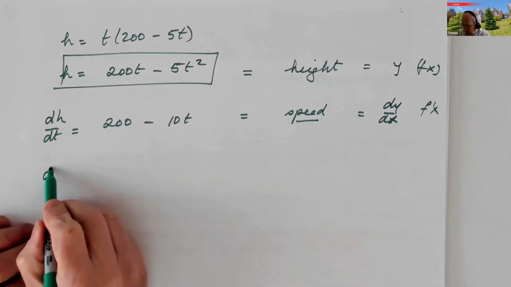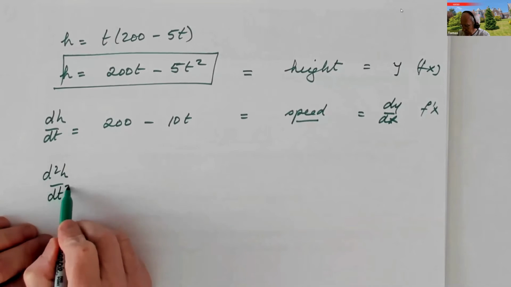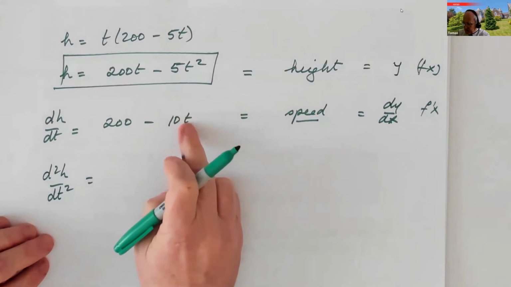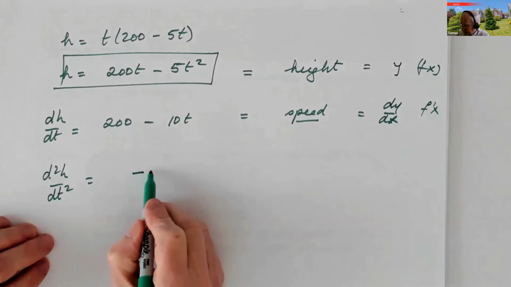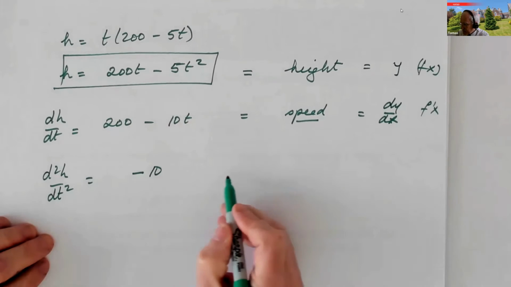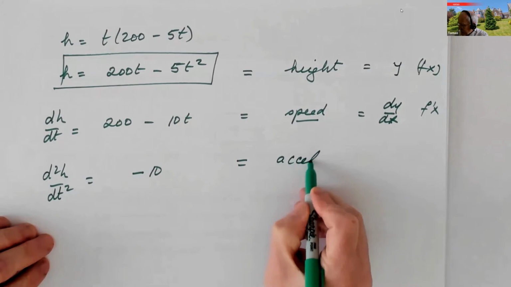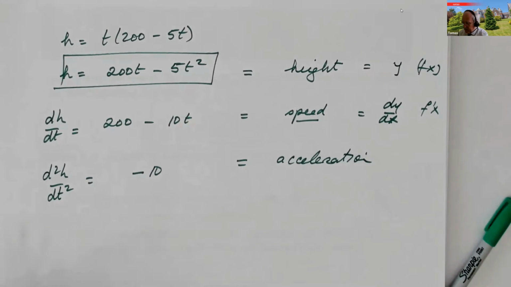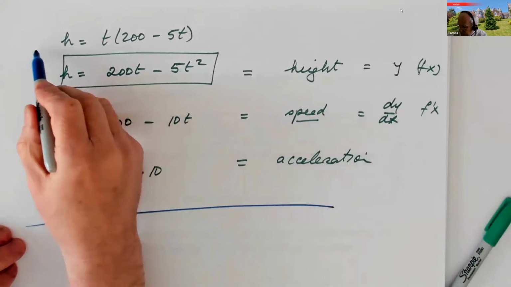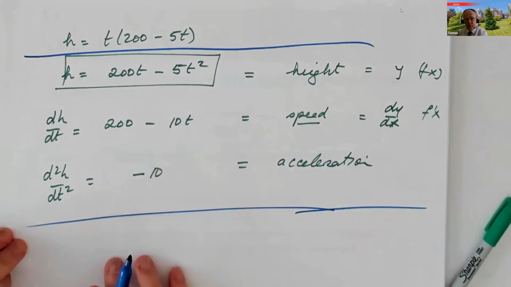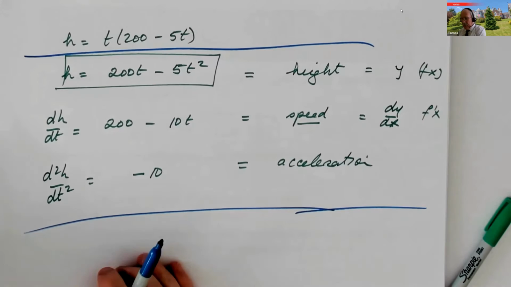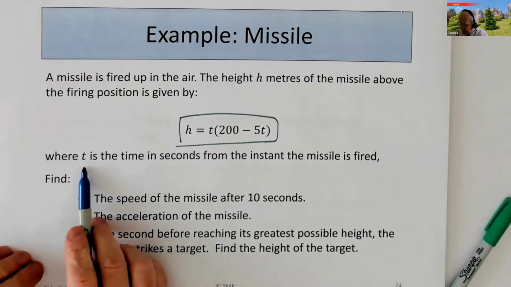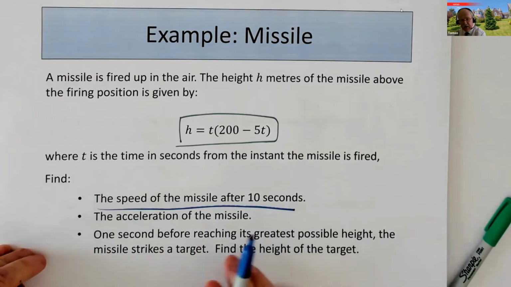And the second one then would be d²h/dt². This is acceleration. If you differentiate a constant, it goes away. Differentiate 10t would be 10, minus 10 would be minus 10, and obviously it's dt, so it's just minus 10. And this is acceleration. So what you've done is you've really solved an awful lot of this question by just writing the three equations out on a page like that. Now I'm going to put those aside because we're going to now start doing the exam question. Find the speed of the missile after 10 seconds.